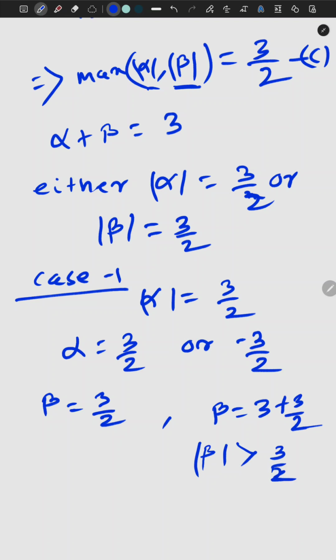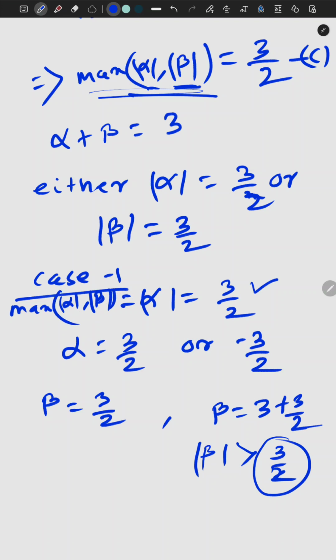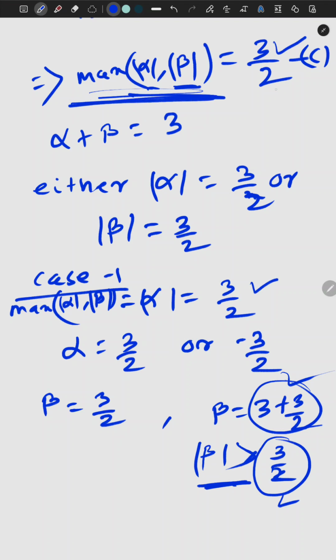But in our case we have taken |α| equal to 3/2. |α| is the maximum of these, but here we are getting |β| strictly greater than 3/2, because 3 + 3/2 is greater than 3/2. This is contradicting, because from the starting we have taken that the maximum of these two quantities should be equal to 3/2. It should not be greater than 3/2. So this case is not possible.